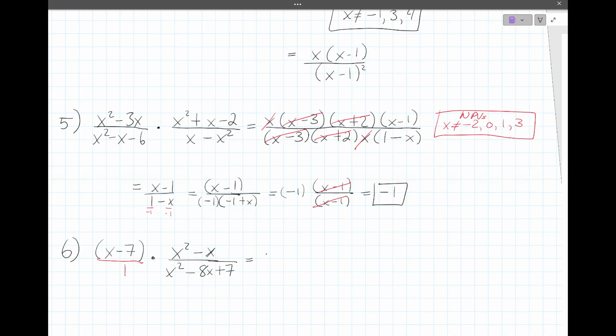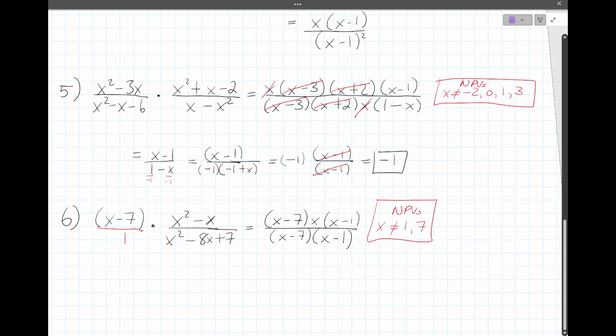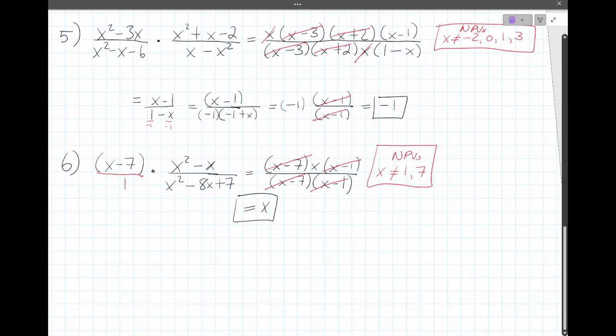Let's put all our factors together. So this is going to be x minus 7. This is going to be x minus 1. This will just be 1, but this is going to be minus 7, x minus 7, x minus 1, right? That's all. And it looks like our restrictions are going to be x cannot equal 1 and 7. So we're good there. Those are my NPVs. Awesome. Amazing. It simplifies, and I just get x left over. That's it. Just x. Perfect.